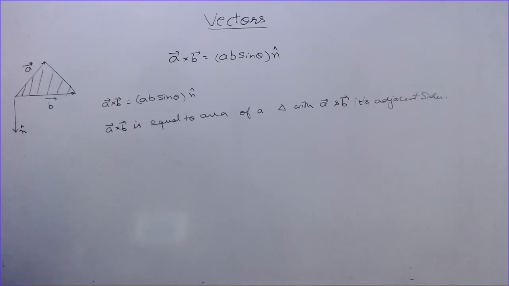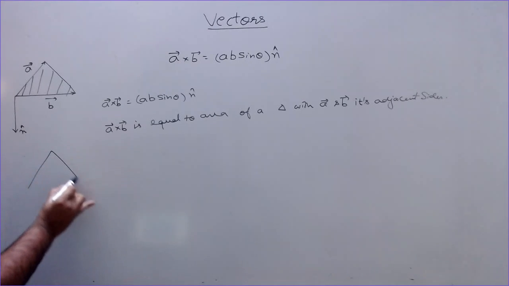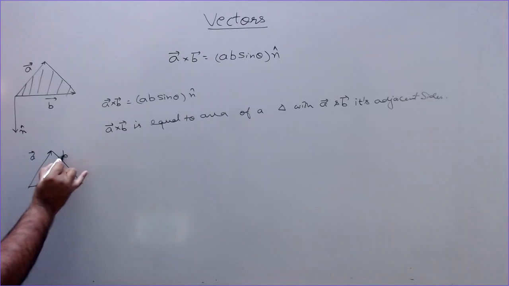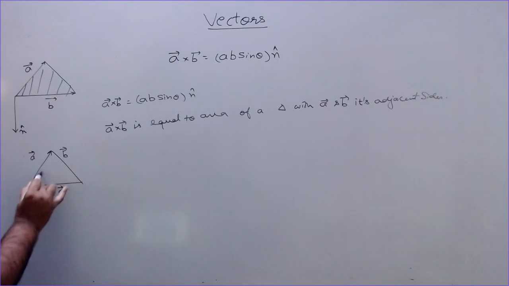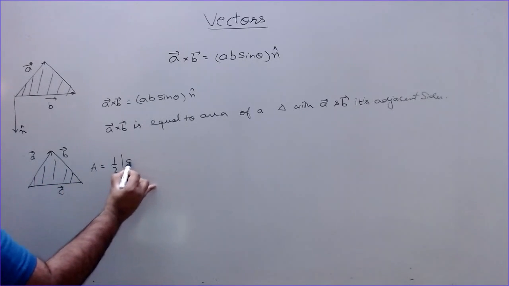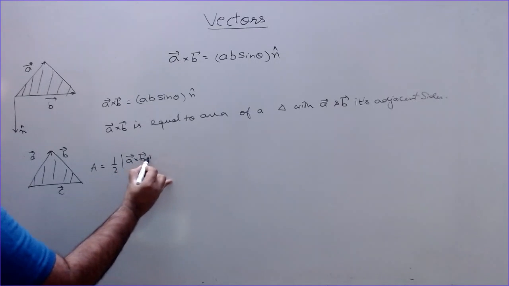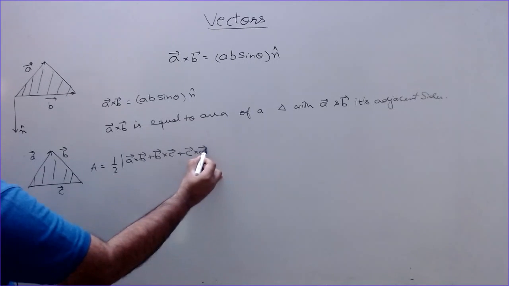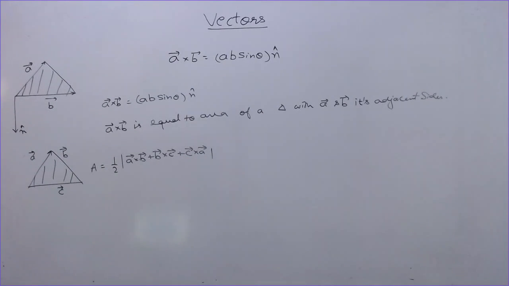Suppose we have a triangle which is formed by three sides having position vectors A, B and C. Then its area is given by the magnitude of half of A cross B plus B cross C plus C cross A. This is the area of this triangle.